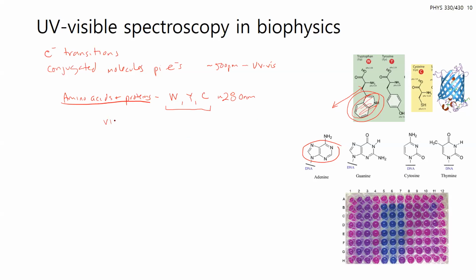You can also use the visible region if you have fluorescent proteins. We'll talk about this when we get into fluorescence, but they have these beta barrel structures and they absorb in the visible range. If you guys have seen green fluorescent protein, let's see what the question is.